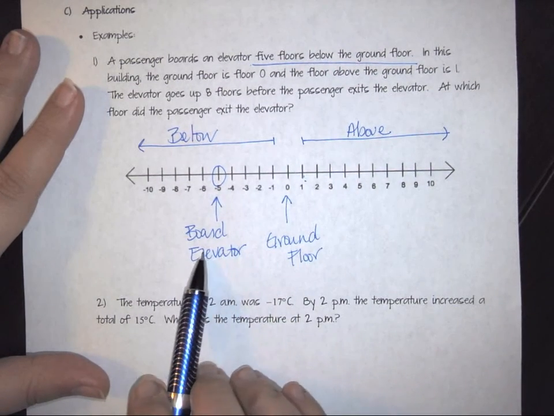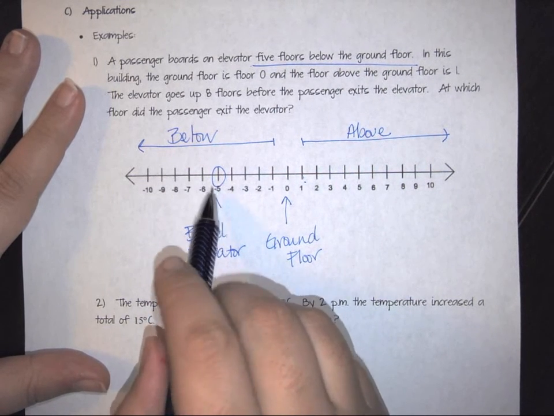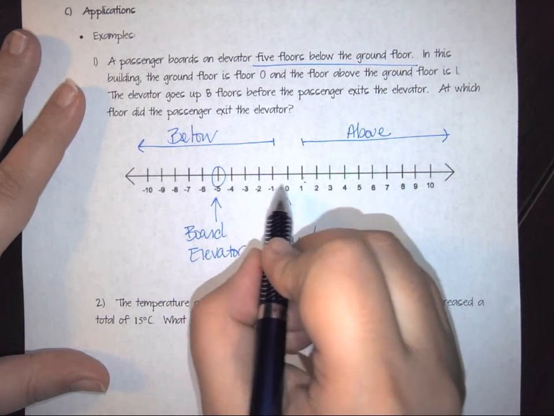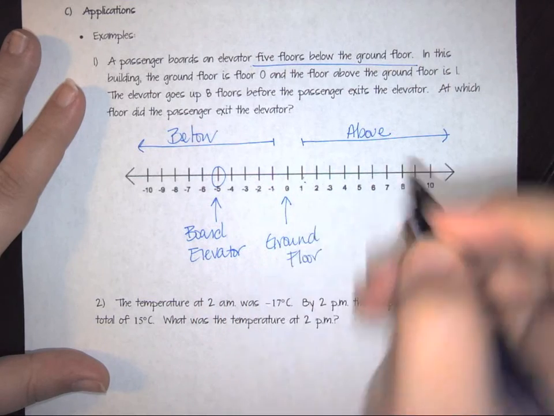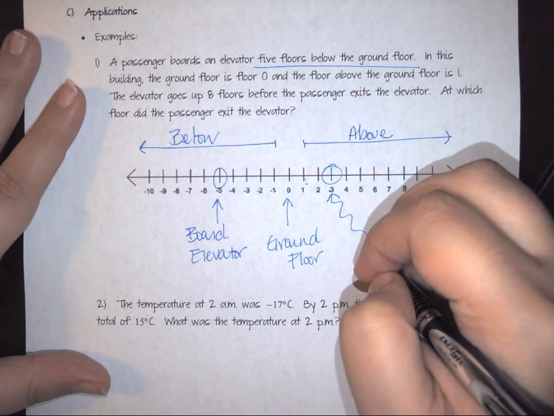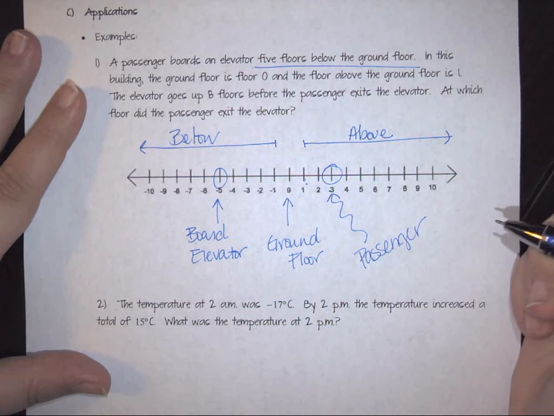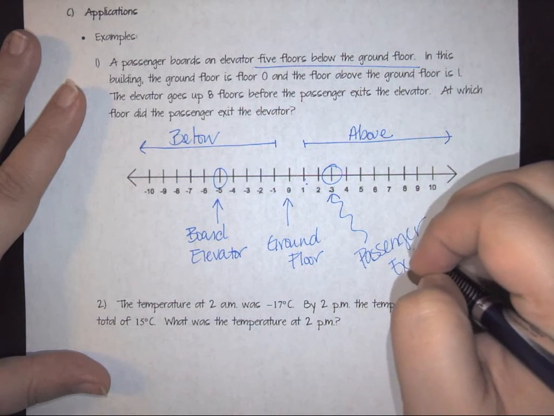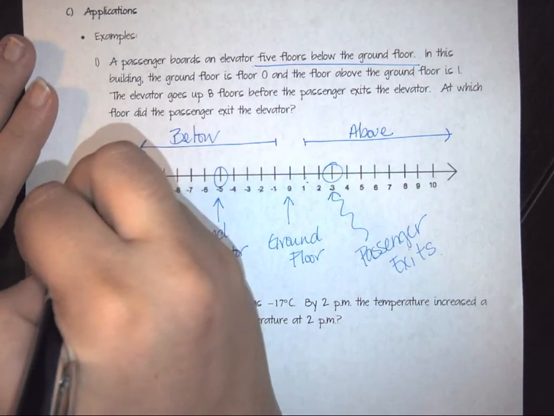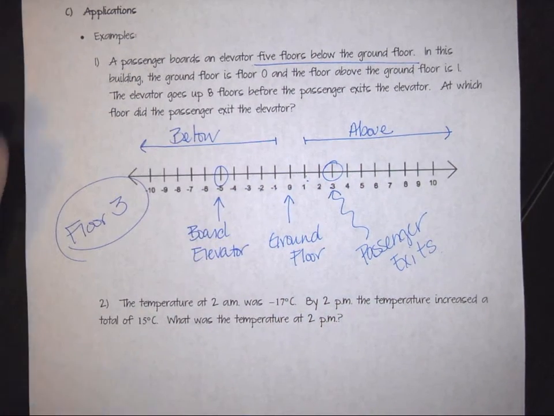So if we're starting at floor -5, then the easiest thing to do is we can simply count up 8 floors. So this would be 1, 2, 3, 4, 5, 6, 7, 8. So right here is where we are looking at your passenger exiting. So therefore my solution here is going to be floor 3. Okay.